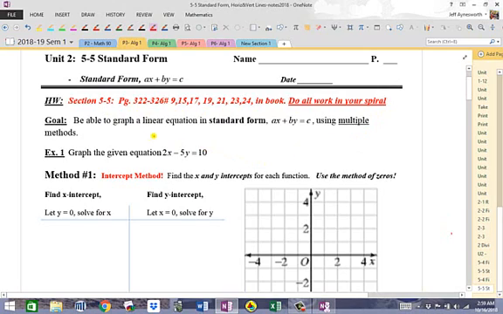So our first goal is to graph, okay? Is to graph a linear function in this form. It's called standard form, where the variables are on one side and a constant is on the other. Okay, notice that our first equation here is 2x minus 5y equals 10. So that's in the standard form.